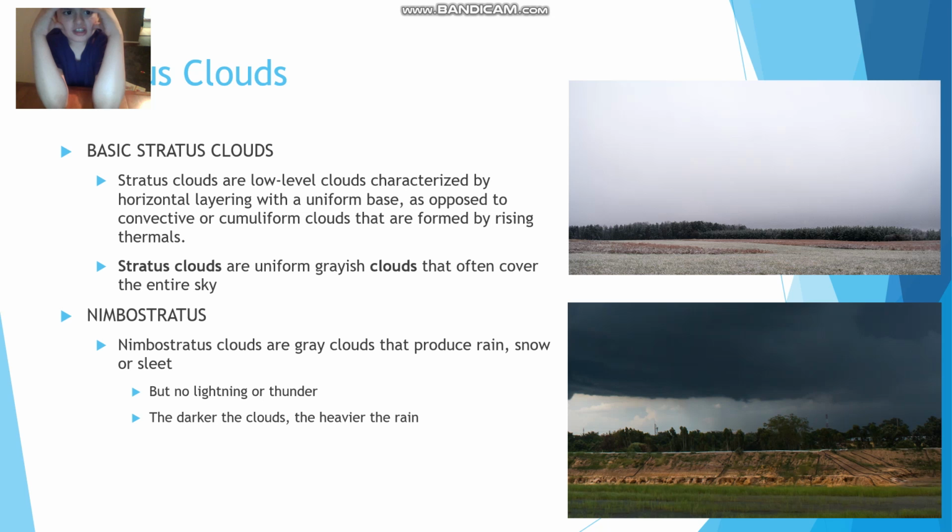Next we have stratus clouds. Basic stratus clouds. Stratus clouds are low-level clouds characterized by horizontal layered forms with a uniform base, as opposed to cumuliform clouds that are formed by rising thermals. Stratus clouds are uniform grayish clouds that often cover the entire sky.